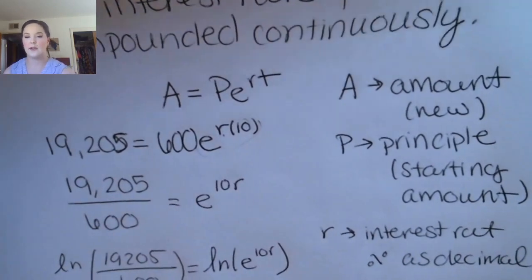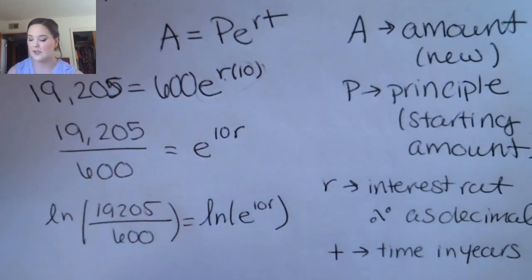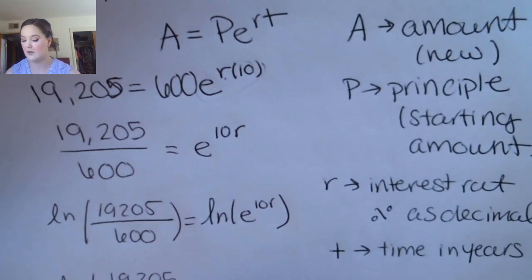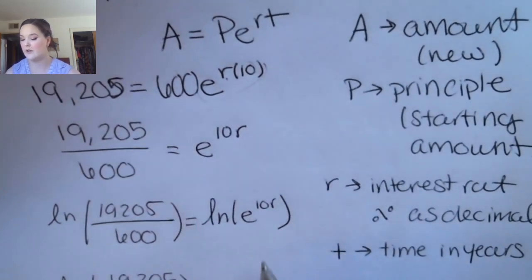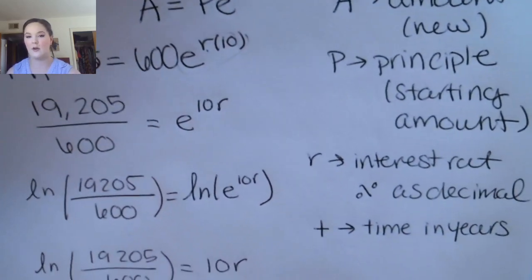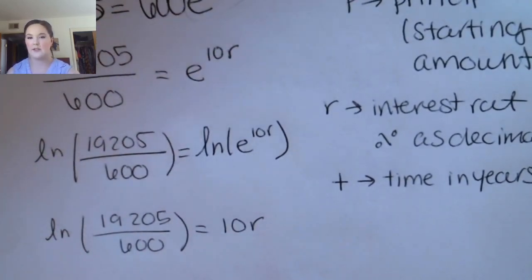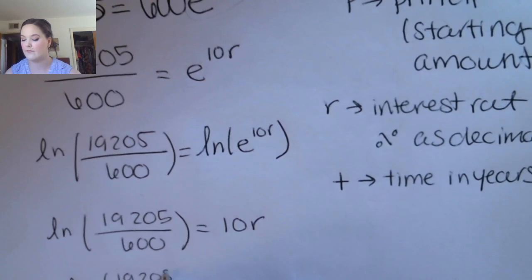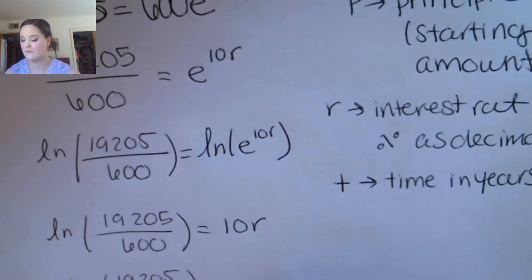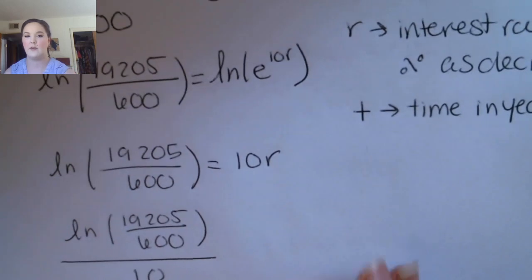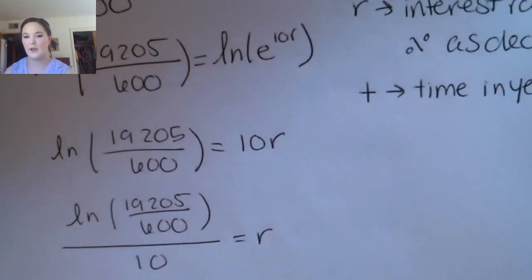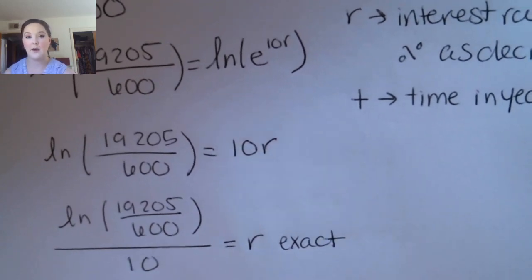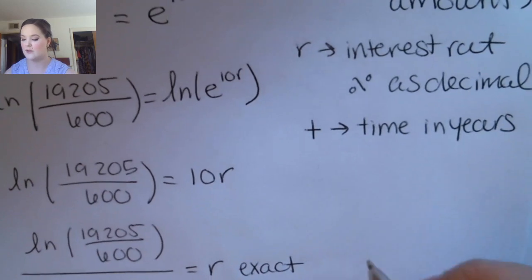And then we're going to simplify. On the left side, there's no real need to simplify this because you can input it into your calculator in just this way. Over here, this is going to simplify to 10r. Now the last thing I need to do to isolate r is to divide by 10. Just like this. So here's my exact answer. And then I'm going to plug that into a calculator to get my approximate answer.